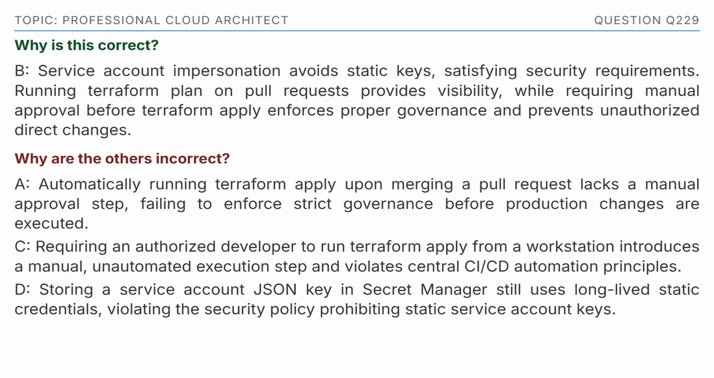Why are the others incorrect? A. Automatically running Terraform apply upon merging a pull request lacks a manual approval step, failing to enforce strict governance before production changes are executed. C. Requiring an authorized developer to run Terraform apply from a workstation introduces a manual, unautomated execution step and violates central CI/CD automation principles. D. Storing a service account JSON key in Secret Manager still uses long-lived static credentials, violating the security policy prohibiting static service account keys.